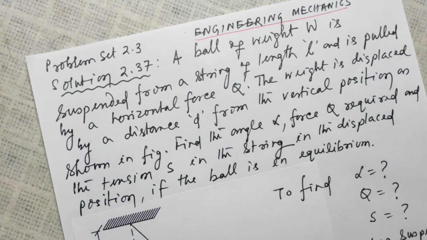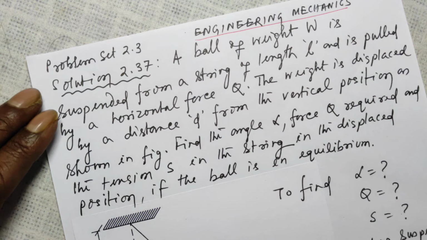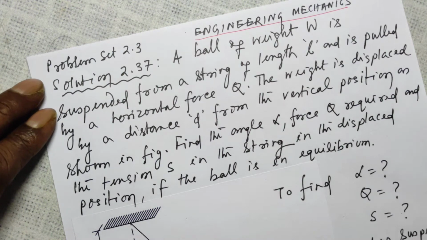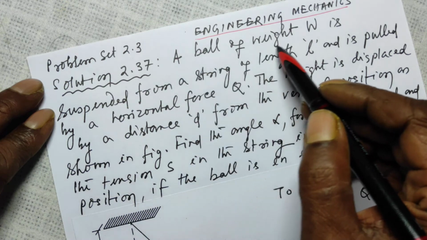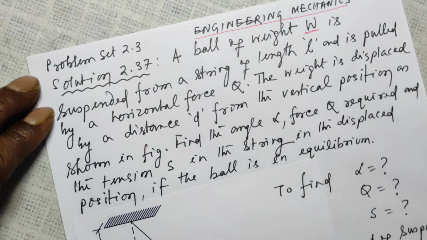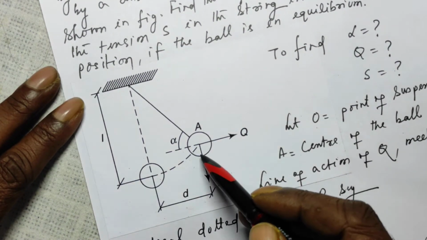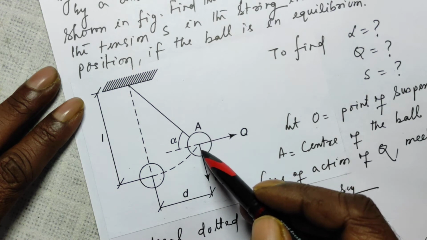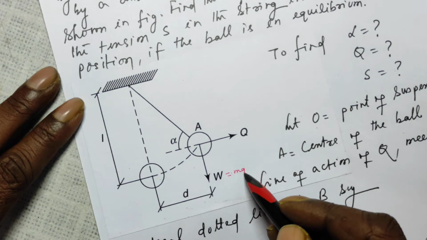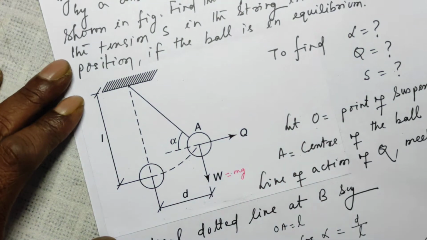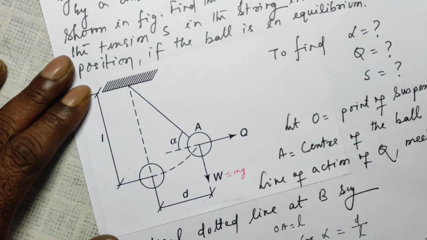Again we will be applying Lami's theorem, that is for three concurrent forces in a plane. Look at the statement of the problem. A ball of weight W. Look at the diagram. This is a ball. Its weight is vertically downward. Weight is equal to its mass into acceleration due to gravity. It is a force. The earth is pulling it down.